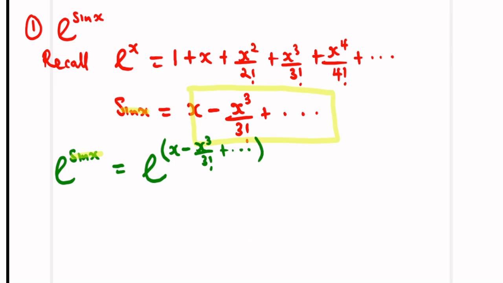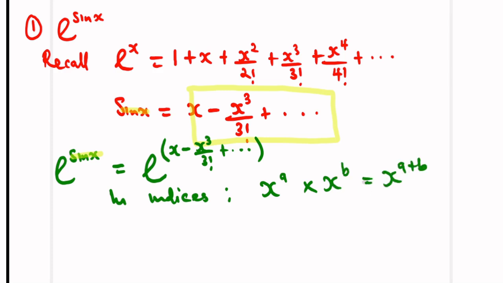We'll close that up. Now, I want us to recall that we're going to be referencing some ideas from indices. In indices, we know that x to the power a times x to the power b is equal to x to the power a plus b. In this case, I'm going to bring this idea up for this exponential, so we can clear the brackets we have there. So this becomes exponential x times exponential of minus x cubed over 3 factorial.